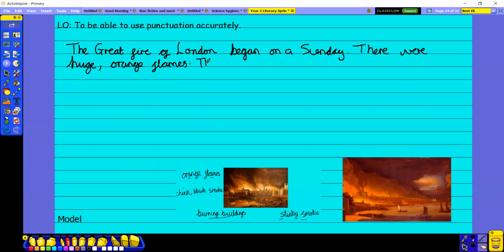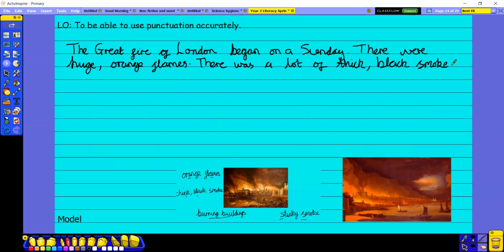I'm also going to put there was a lot of, I'm going to use my ideas from yesterday. So I've got thick, black smoke. There was a lot of thick, black smoke. I forgot to dot my i across my t. A lot of thick, black smoke, full stop.